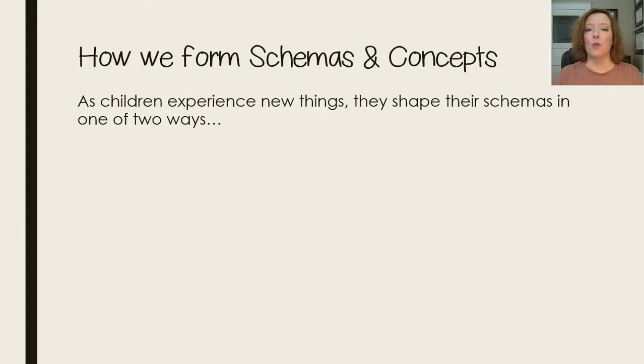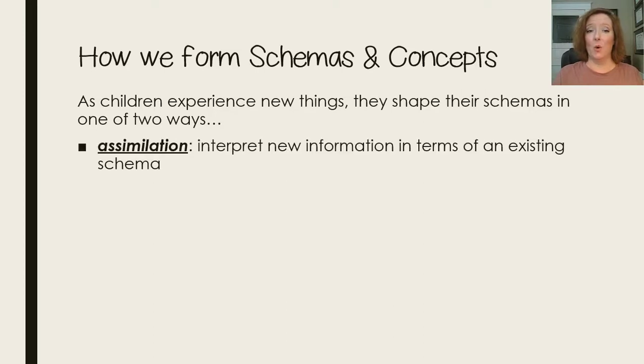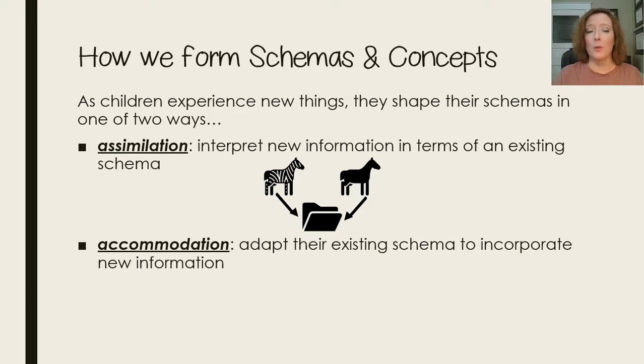So how do we actually form schemas and the concepts around them? As children experience new things, they shape their schemas in one of two ways. Either through assimilation, where we interpret new information within the terms of an existing schema. So we are fitting new stuff into an old concept, an old mold, if you will. So the animal in this example is a zebra. The zebra is enough like a horse that the child would assimilate a zebra into the same category as they do a horse, or through accommodation.